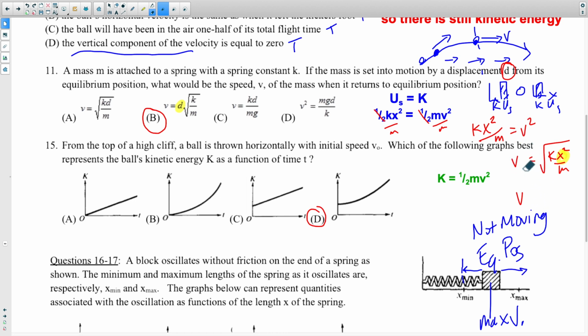When I took the square root, this is just V now, this is not V squared. So this is just a V. I'm going to go ahead and show the rest of this. So this was now KD squared over M, and so V equals the square root of D squared K over M. Okay. So it took a little bit of time to go through that algebraically, but I did finally come up with an answer, and that does match answer B.